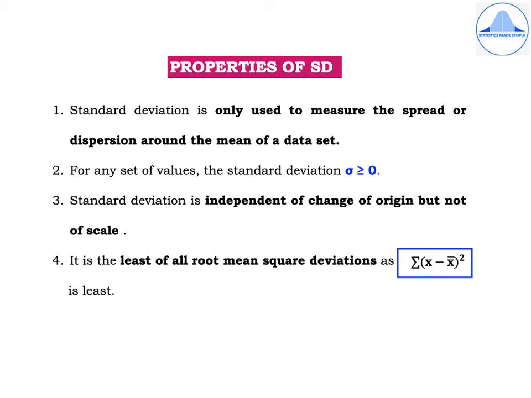The fourth point is it is the least of all root mean square deviations, as summation x minus x bar the whole square is least. We have learned this property under arithmetic mean, that is summation x minus x bar the whole square is always less than summation x minus a the whole square. And you know that the standard deviation formula in the numerator for raw data has summation x minus x bar the whole square. So standard deviation is the least of all root mean square deviations because summation x minus x bar whole square is the least.